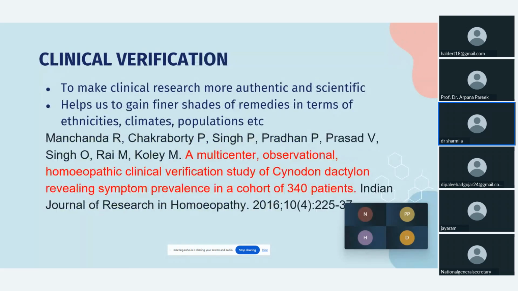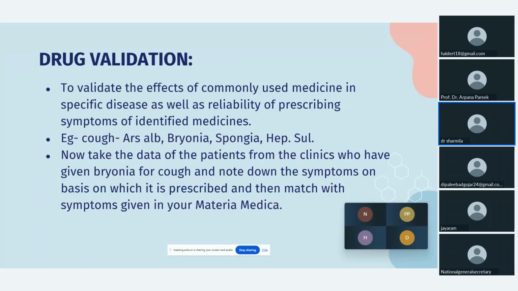Again, in clinical verification, we have so many drugs that are underproved. You simply open your Boericke Materia Medica, it is clearly mentioned that it has hardly been proved, so further proving is needed. So take up such challenges, take up such drugs which you can prove. Next is drug validation: to validate the effect of a commonly used medicine in a specific disease condition, as well as the reliability of the prescribing symptoms for identifying the medicine.